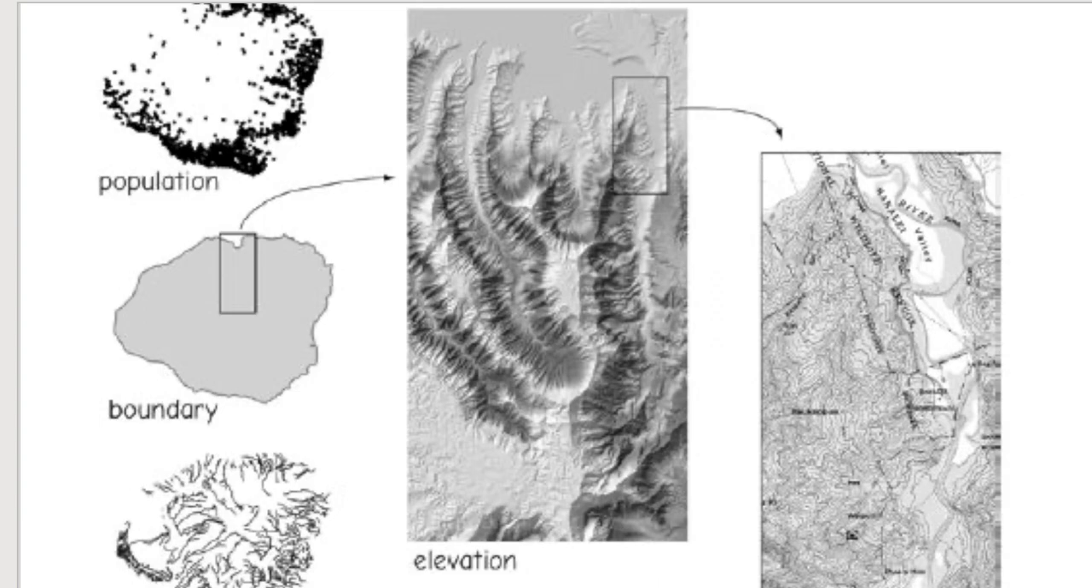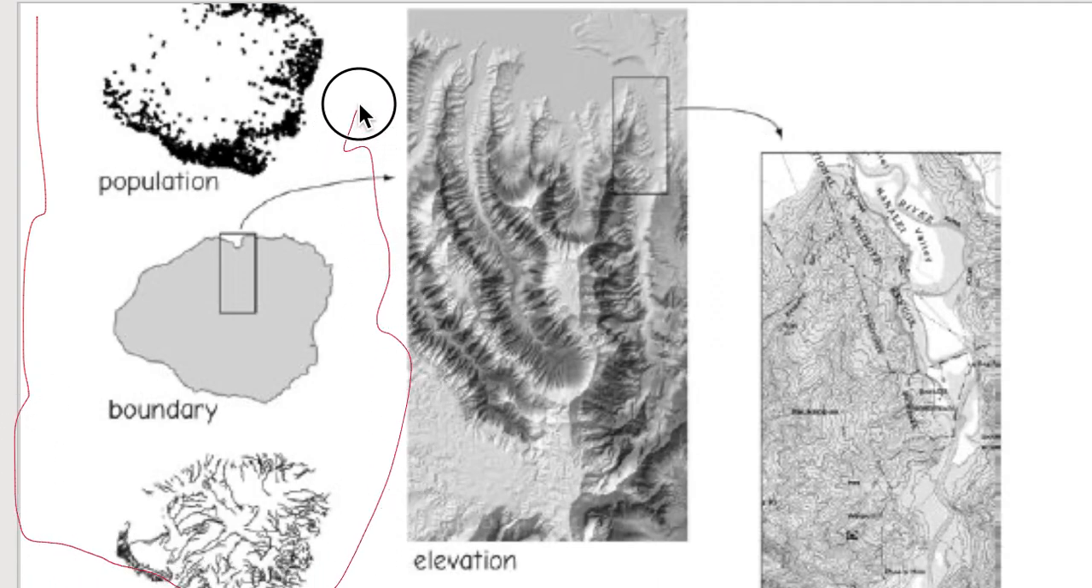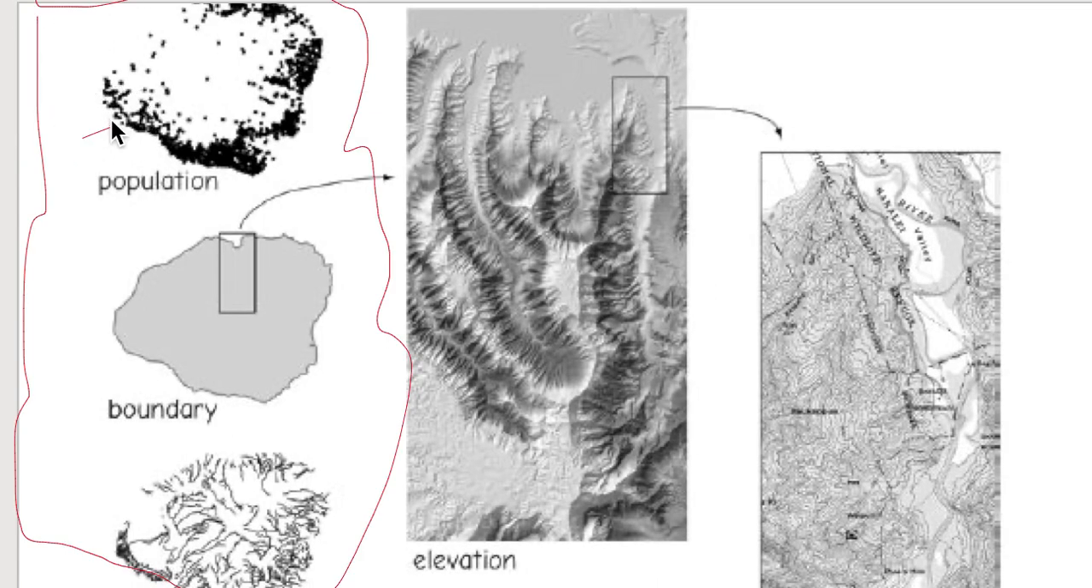So here we have an example of digital data. In this first column, this is showing us vector formats. So we have point vector format here with the points representing population. This is a polygon vector format, so it's showing us the boundary. And this is a line vector format. So again, vector format only shows in points, lines, or polygons.